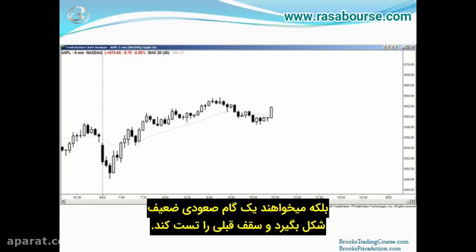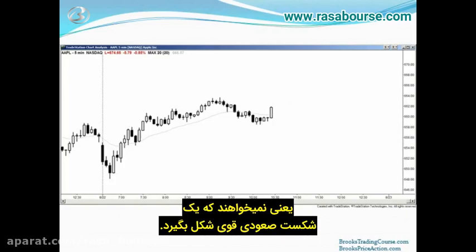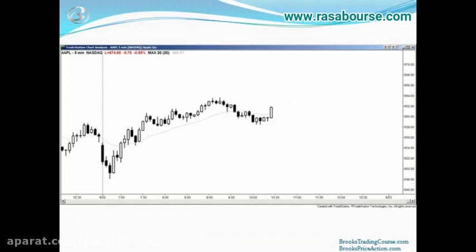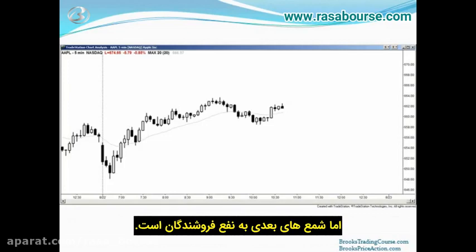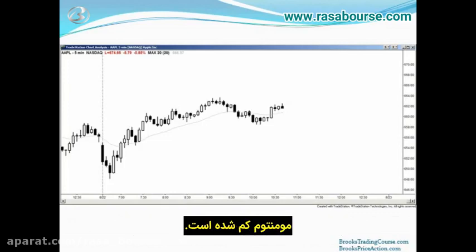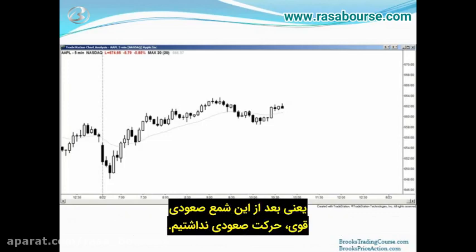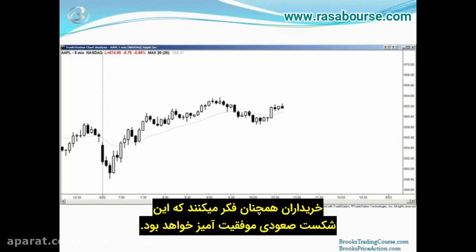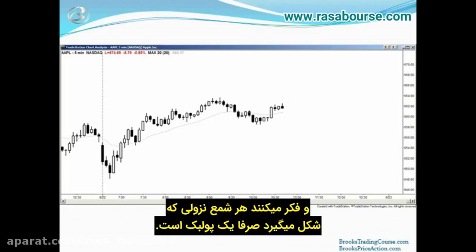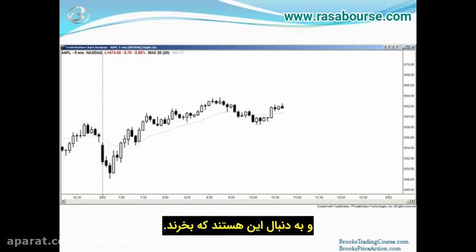Okay, the bears don't want to see that. They want to see a weak leg up to test the prior high. They don't want to see a strong bull breakout. Okay, but this is good for the bears. The market is losing momentum. No follow through after that strong bull breakout. The bulls still think the breakout will succeed, and they think any sell-off here will be simply a pullback from this breakout, and they'll look to buy.